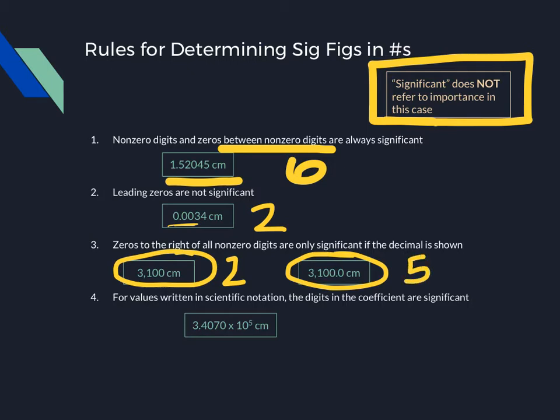For rule number 4, for values written in scientific notation, the digits in the coefficient are significant. What that means is this number up here in the front, that's called the coefficient. Any numbers that you see there, even any of the zeros, are going to be considered significant. When you put something into scientific notation, if a zero is significant, then you need to include it in the coefficient. If it's not significant, then you don't include it. So I just count up the numbers in the coefficient. I have 5 of them, so there are 5 sig figs in this number.